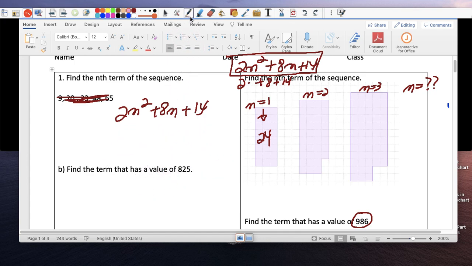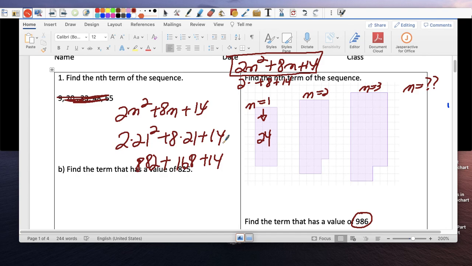Can it be 21? All right, 2 times 21 squared plus 8 times 21 plus 14. 2 times 441 is going to give me 882, plus 8 times 21 is 168, plus 14. Let's add this up: 882 plus 168 plus 14. That's above 1,000. So I think I wrote this 986 incorrectly. So I probably meant 20. I don't think this expression is incorrect, unless I did this wrong. Let me just verify this again.